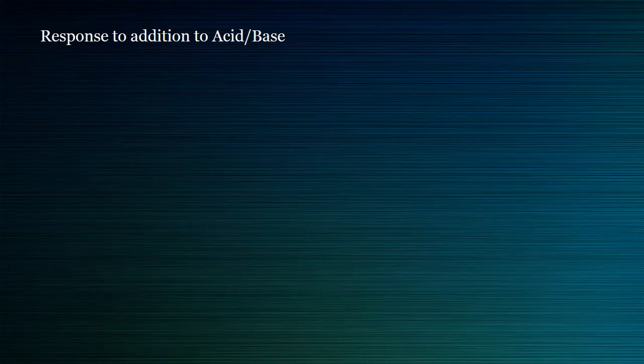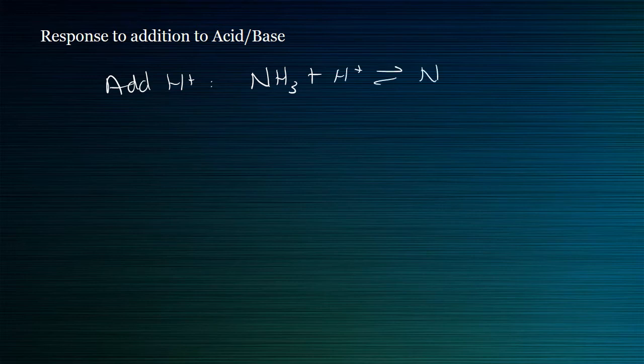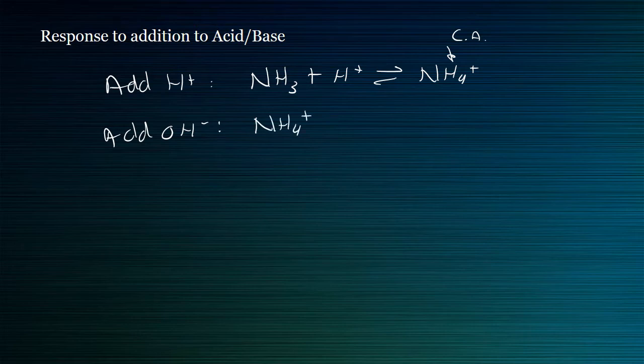So just like before, how does it respond to an acid or a base? If we add some acid, that is going to react with our base. So our NH3, our weak base, is going to react with that acid, and we're going to make some NH4 plus, which is the conjugate acid. Yay. And then if we add OH minus, that's going to react with our conjugate acid from the salt, and it's going to make our base.